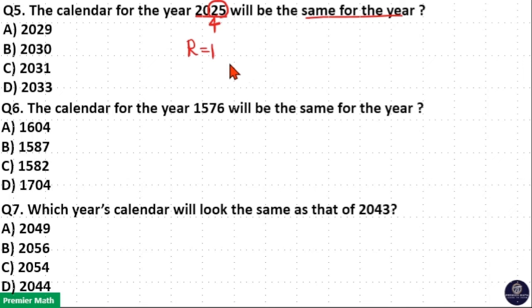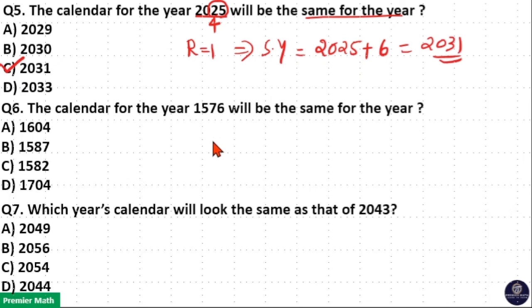Now here the remainder is 1, which means the same calendar year is equal to the given year 2025 plus 6. When the remainder is 1, add 6 to it. That is, 2031 is the same calendar year for 2025. So option C is your answer.